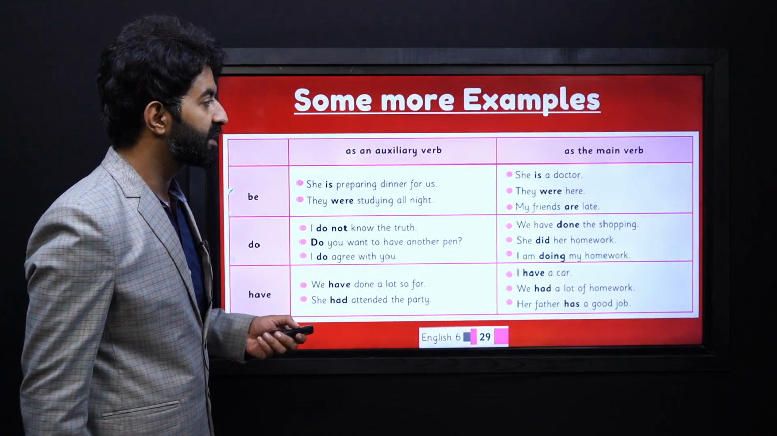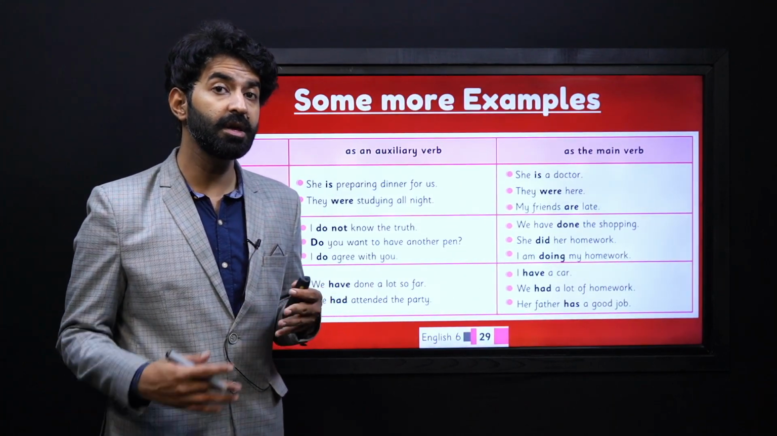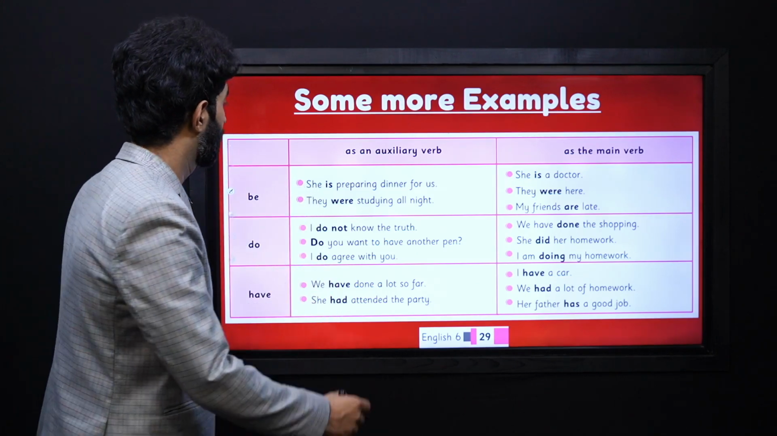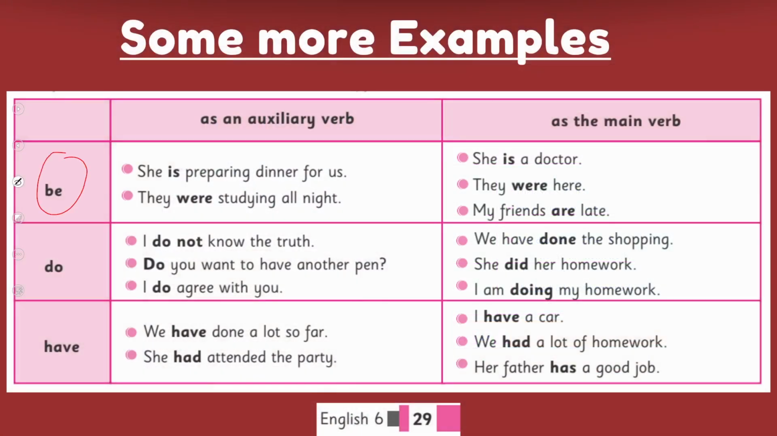Here are some more examples. Let's look at how these helping verbs can be used. These words can be used as auxiliary verb and also as the main verb. She is preparing dinner for us, and they were studying all night. Now, is and were are helping our main verbs over here, which is preparing and studying respectively.